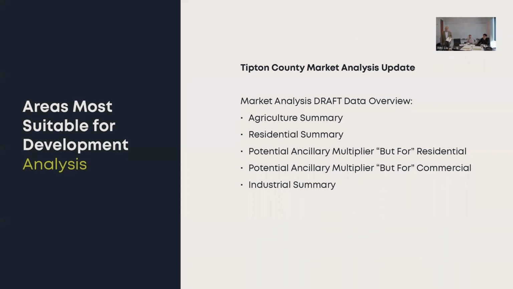But first of all, we did get a major market analysis update just Monday, and we tried to assemble a summary of what we heard in that analysis. There are some additional things that we're requesting related to that, but we do have some information now to reveal on agriculture, industrial, as well as the but-for, which is the multiplier effect caused by Blue Oval. Next slide.